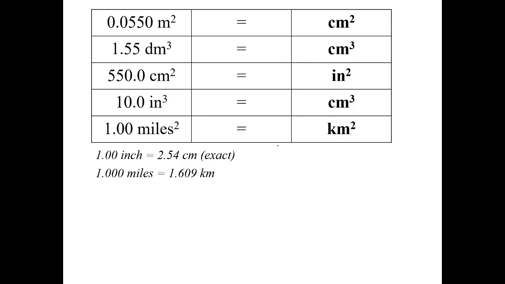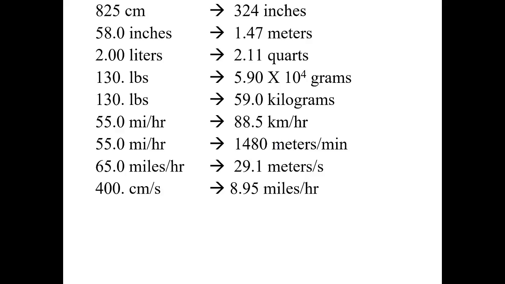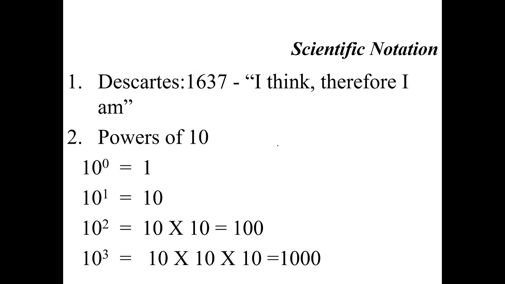Now, these are some practice ones that we're going to do in class together. And then I'll just give you a little bit of an introduction of what we're going to talk about next, which is scientific notation. Now, scientific notation's been around a long time. It's actually been around since 1637. And it was first proposed by the French mathematician and philosopher René Descartes.